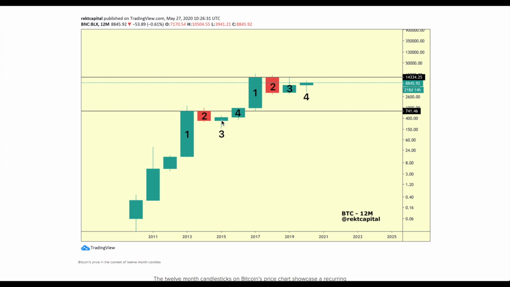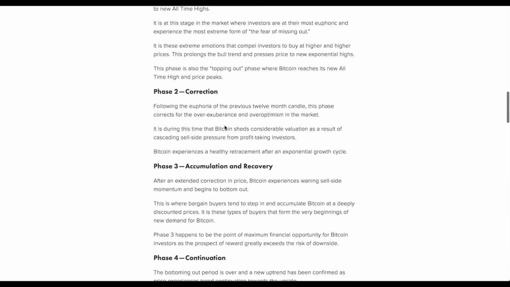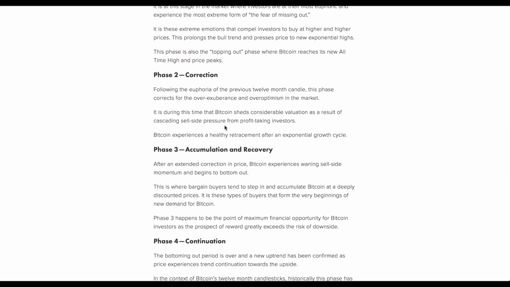So we see a volatile retracement all the way towards the bottom, which is where bargain buyers start to accumulate within a ranging period. And bargain buyers are essentially the people who start the very beginnings of a new cycle, and this is where they accumulate at the very bottom. So this bottoming out phase is essentially where we see a slowing down in the sell side momentum from the previous corrective period of phase 2, and this is where we start to see the very beginnings of accumulation and recovery after an extended correction. So a waning in the sell side momentum begins over there, and of course we see that bottoming out.